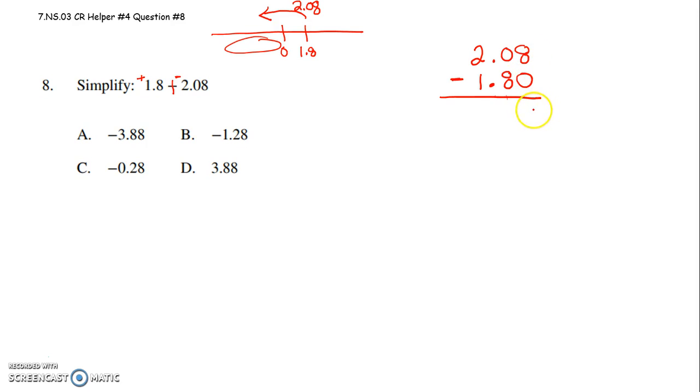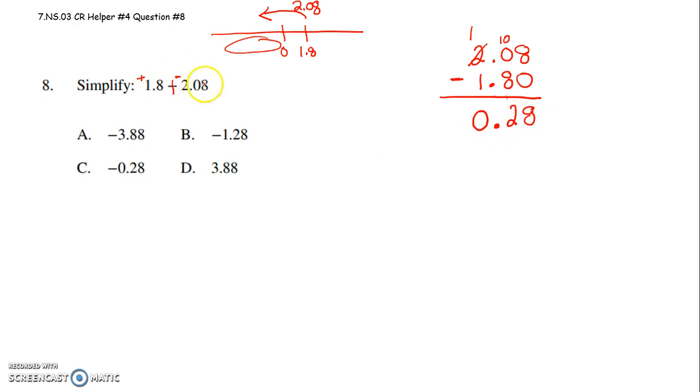So we do 8 minus 0 is 8. Then you say, can I take 8 from 0? Well, no, not if I'm subtracting positive decimals. So I take 2, I make that 2 a 1, that 0 becomes a 10. So now 10 minus 8 is 2. Make sure you bring down that decimal point. 1 minus 1 is 0. All right, so if we're going to subtract those two decimals, 0.28 is the answer.